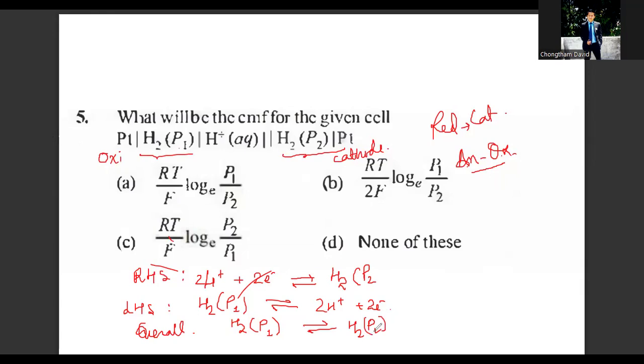So for this question, when you calculate the EMF, it would be RT over 2F, since two electrons are involved, log of P1 by P2, where P1 is your anode. I hope this is clear. Question number 5, option B.